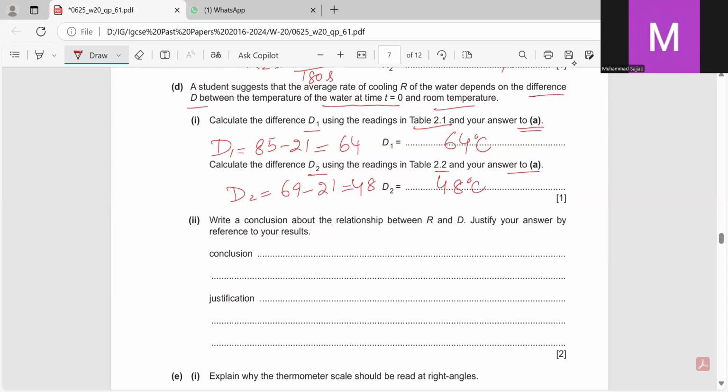The conclusion is, I am writing in shortcut, that the rate of cooling, which is R, is directly proportional to the difference between the temperature of the hot water and the room temperature. So I did not use the theory, I have just written it with the symbols. You should write your theory. So what should you write? The rate of cooling of the water is proportional to the difference between the initial temperature of the water and the room temperature. Now justification.